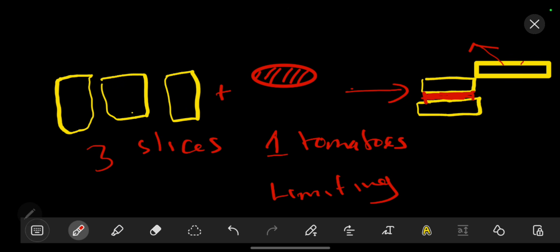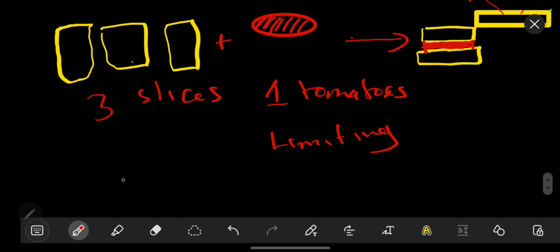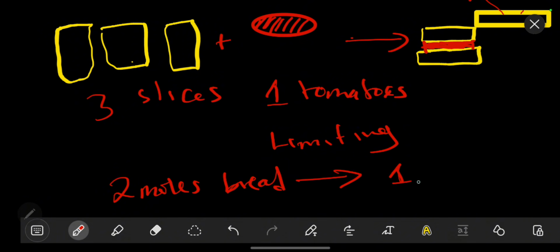Now if you look at such a situation, this is how it works. According to the mole concept, for every 2 moles of, let's say, bread, you will just be able to react it with one more of tomato.